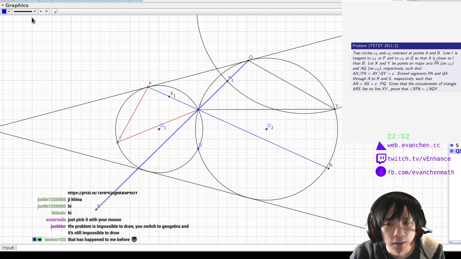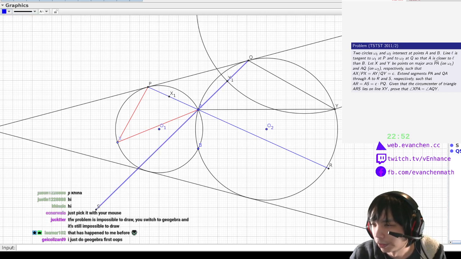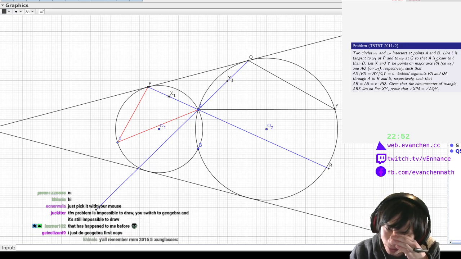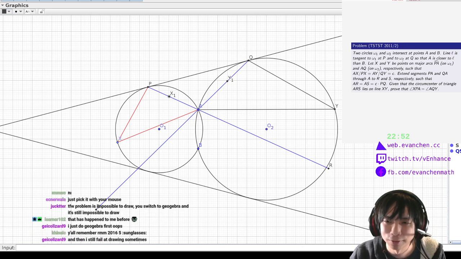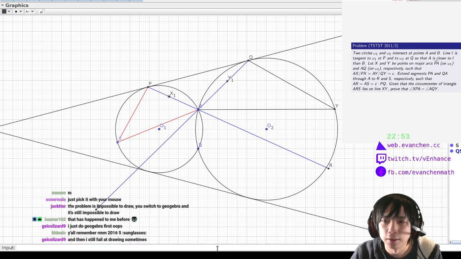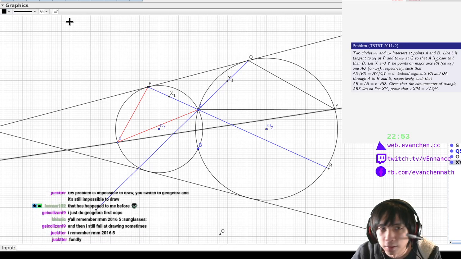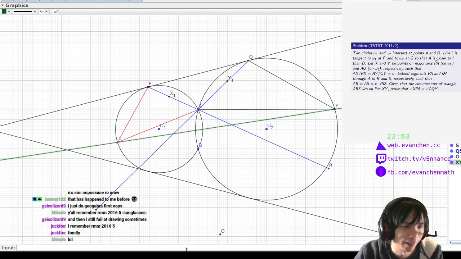Blue. We're going to hide the Apollonian that we constructed. I'm going to hide X1 and Y1 because they are literally... Actually, maybe I won't hide them. They might come in handy. I'm not sure. We'll see. But now O is the center of ARS. And XY is line XY. And I want O to be on that line.